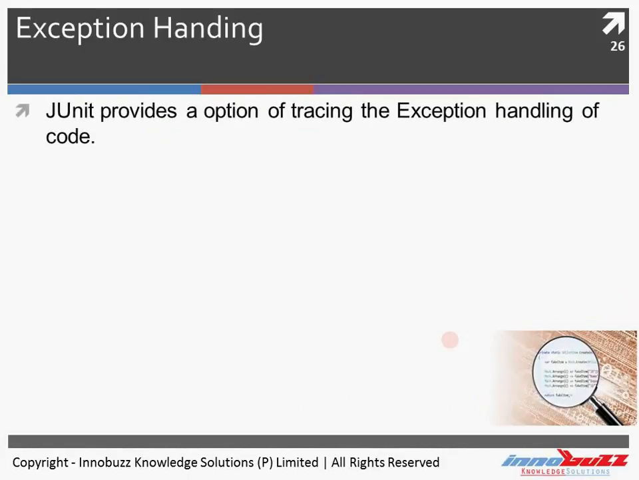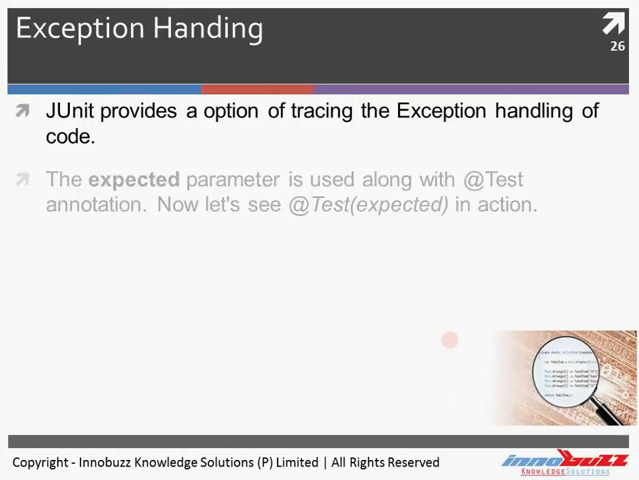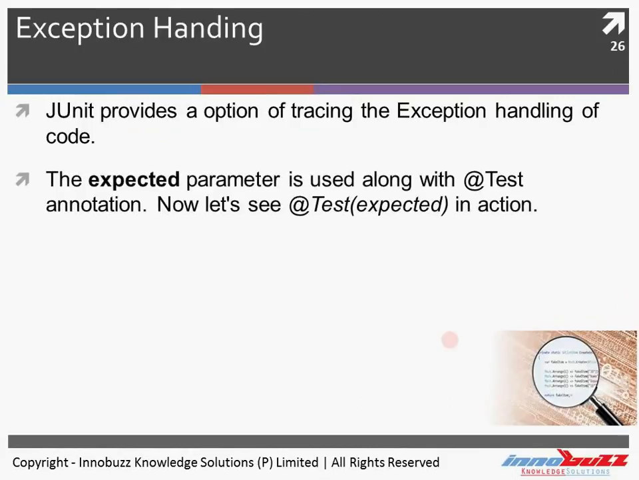So here JUnit provides an option of tracing the exception handling code. How it does this is, it gives us a parameter called expected, which is used along with the test annotation. If you see here, there is a test annotation with a parameter called expected. So let's see how exception handling in JUnit works.